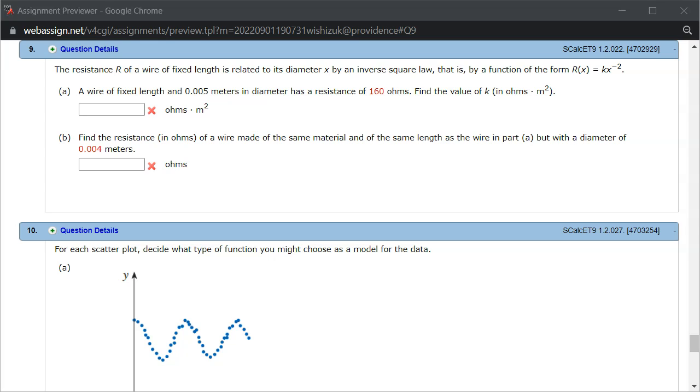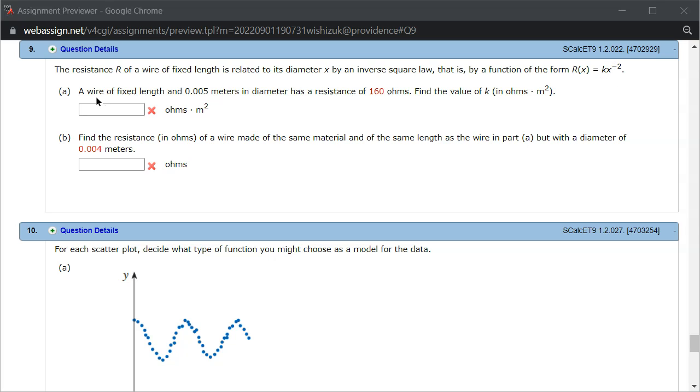All right, let's look at homework 1.2, problem number 9. It says that the resistance of a wire of a fixed length is related to its diameter x by an inverse square law, which is given by this formula here: resistance R of x is equal to k times x to the negative 2 power, where k is some number.